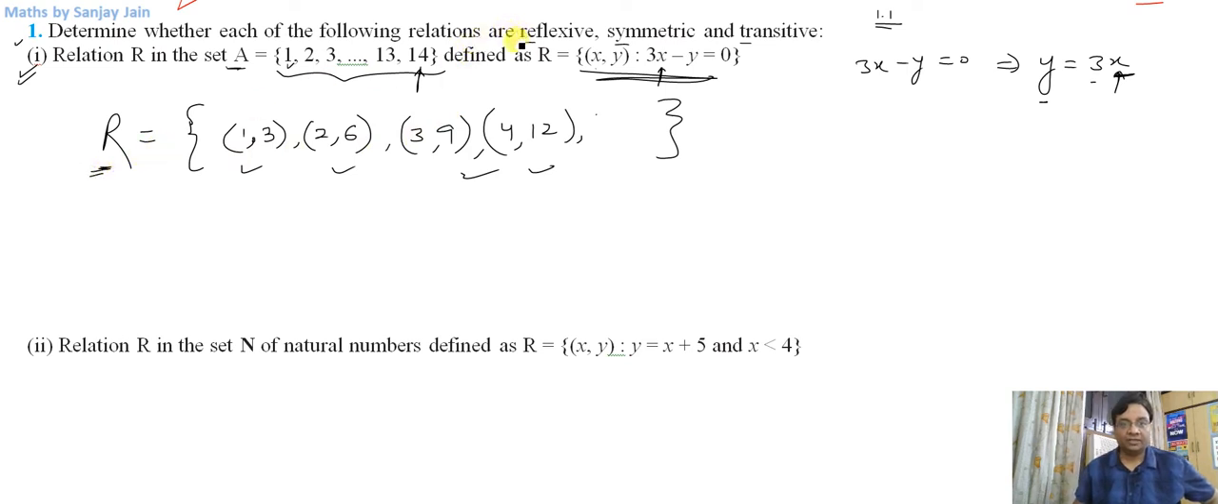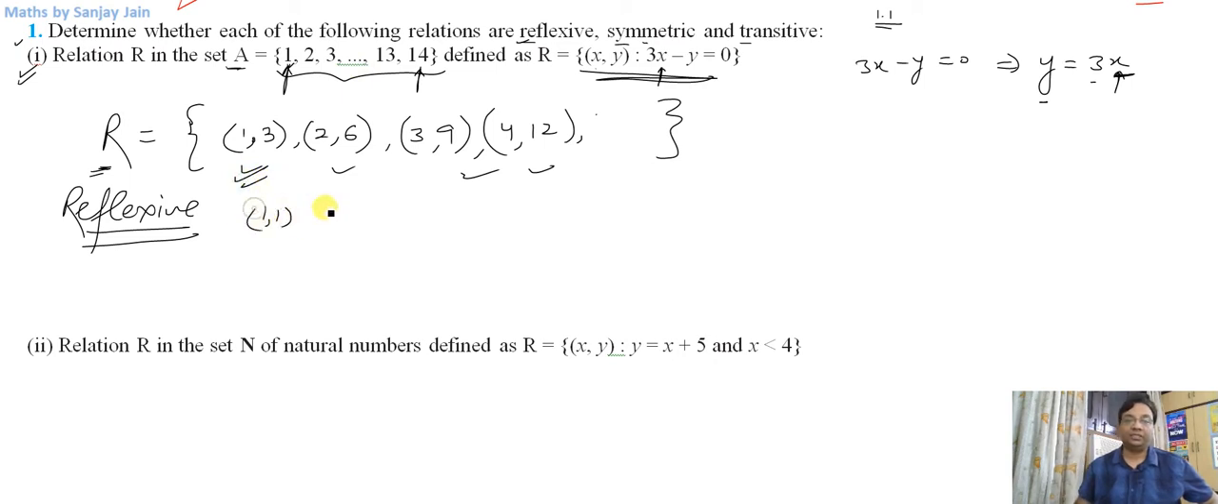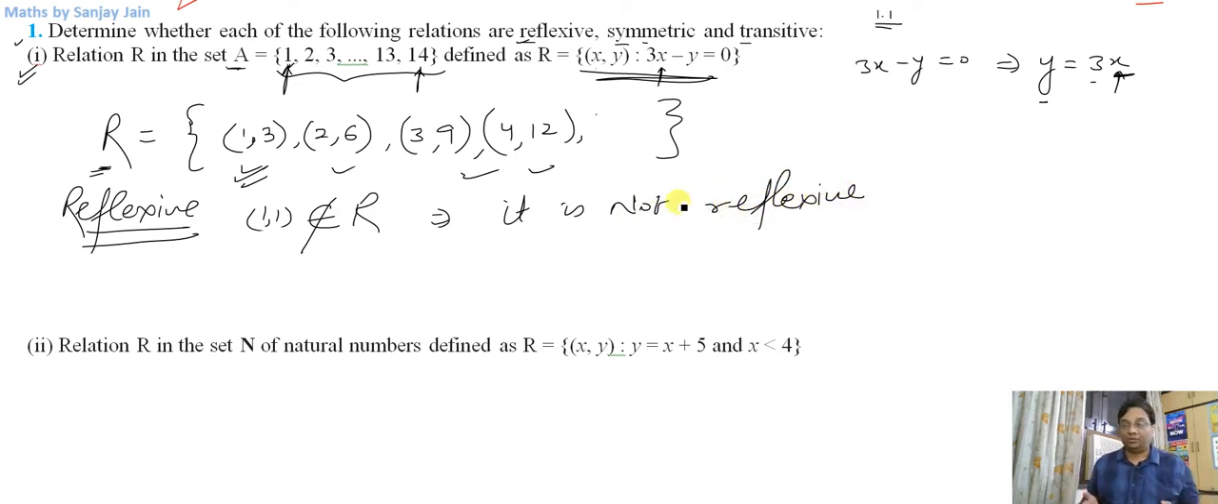Now I need to find whether it is reflexive, symmetric or transitive. So for reflexivity, for it to be reflexive, all the doublets of these elements, that is (1, 1), (2, 2), these doublets should be present in this relation. But if you see (1, 1) is not present here, so it doesn't belong to R, hence I can say it is not reflexive. It is not reflexive.